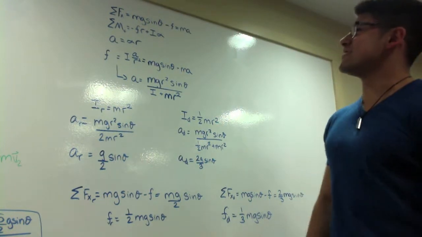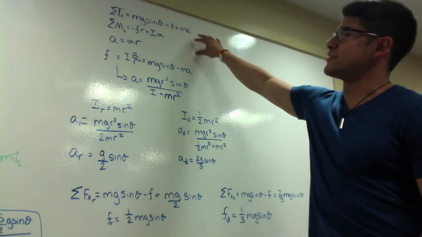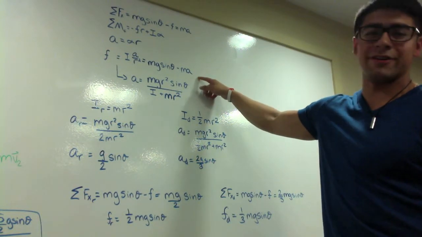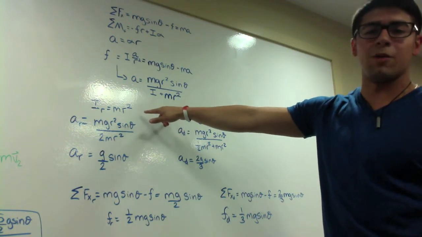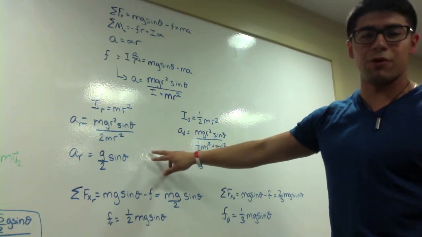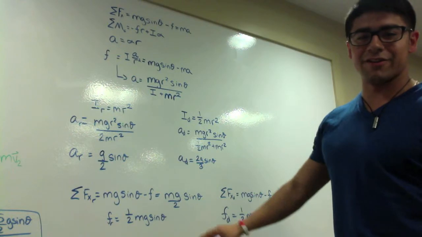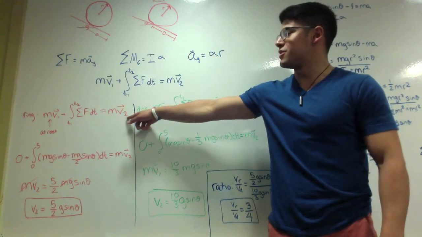To solve for v in the impulse momentum equations, here are your three equations and three unknowns. You're going to set the first two equal to f, and then set those f's equal to each other, and then you're going to get a. Then you're going to plug in both respective moments of inertia to get an acceleration for each one. Then you're going to plug both of those into the original equations of force, and solve for a new f.